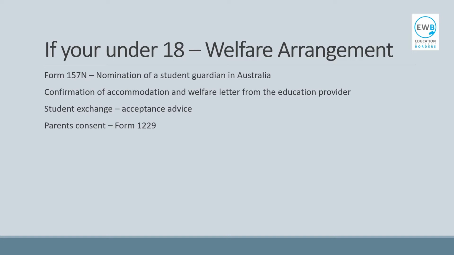If you happen to be coming to Australia as a student exchange student, then you may also require an acceptance advice letter, but you'll also need a parent consent form if you're under the age of 18, which is Form 1229, which can be found on the Department of Home Affairs website or through your migration agent.